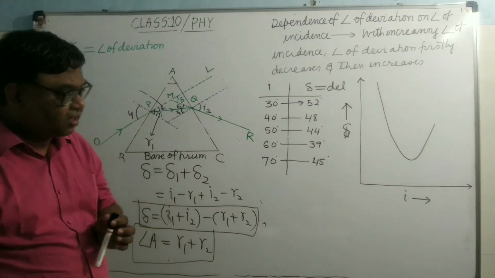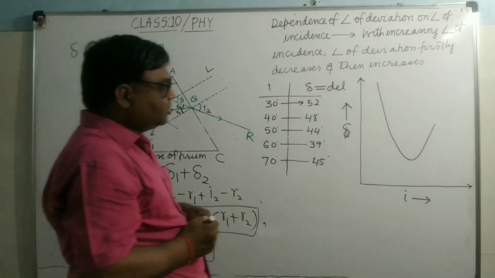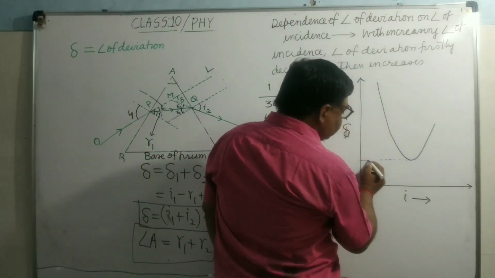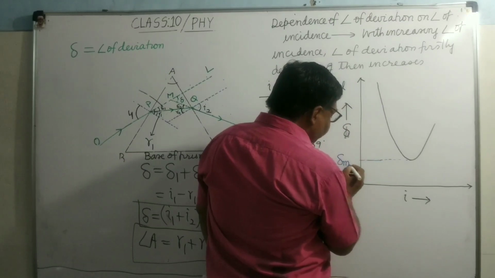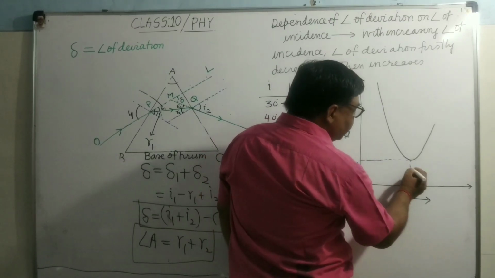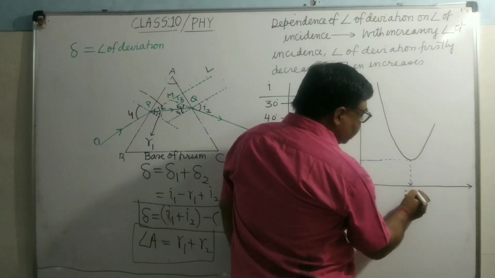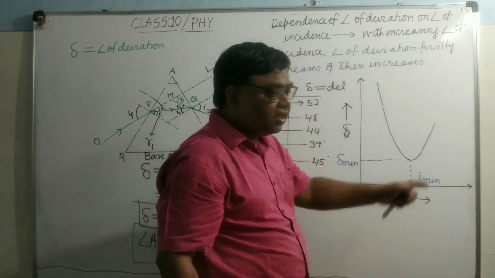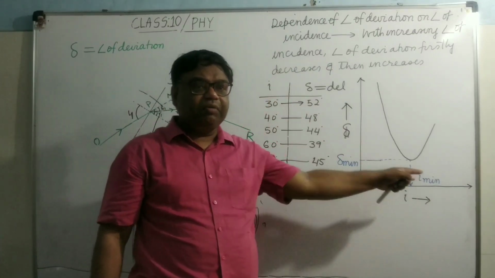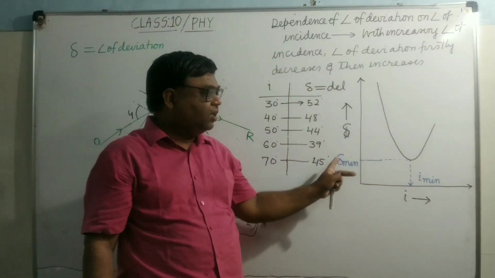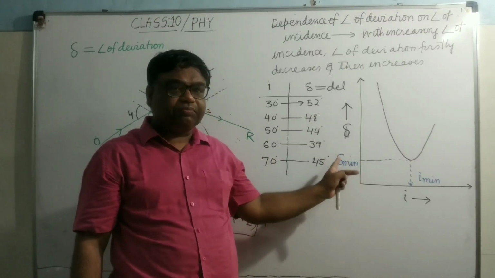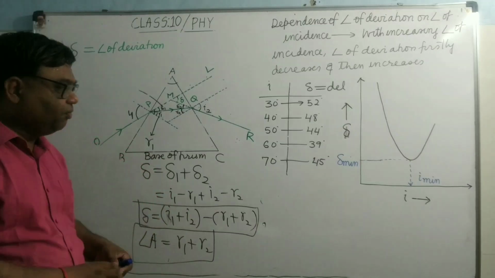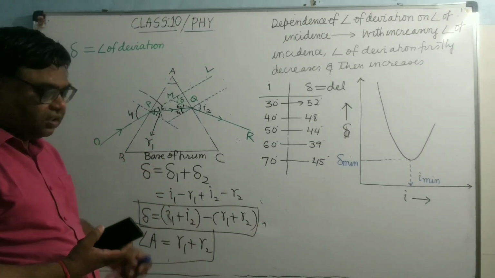Now you can see here, this is the minimum angle of deviation. It corresponds to a unique angle that we have named I minimum. I minimum does not mean the minimum value of I. I minimum means the angle of incidence which corresponds to the minimum deviation angle. So that is I minimum.